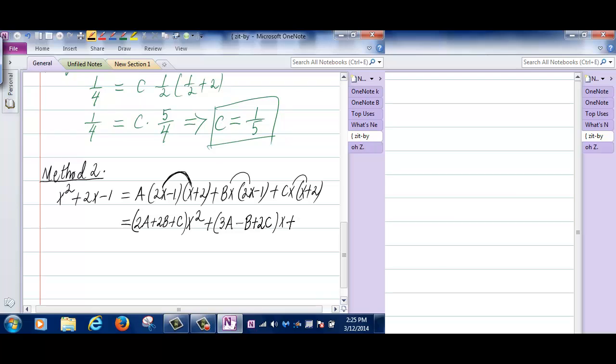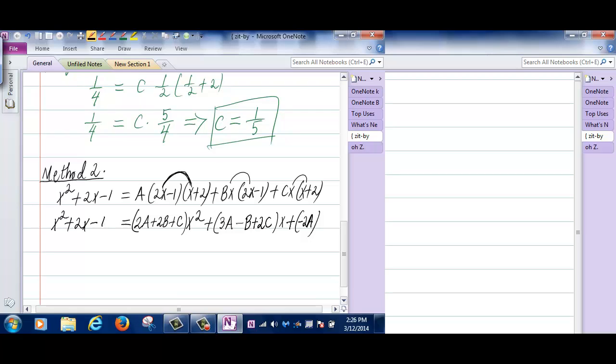From the first term, what is the constant term? Negative 2a, right? Negative 2a from the first. What is the constant term from the second one? What's that? None, right? 0. And there is no constant term coming from the third term. So this is it, negative 2a. Now, on the left-hand side, I still have x squared plus 2x minus 1.